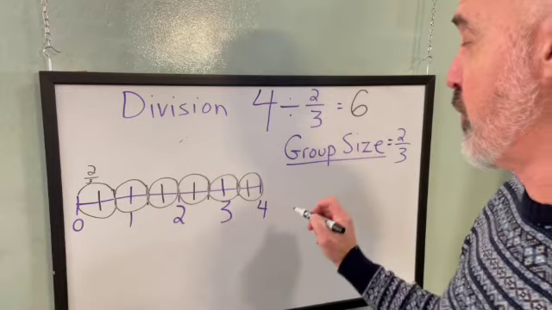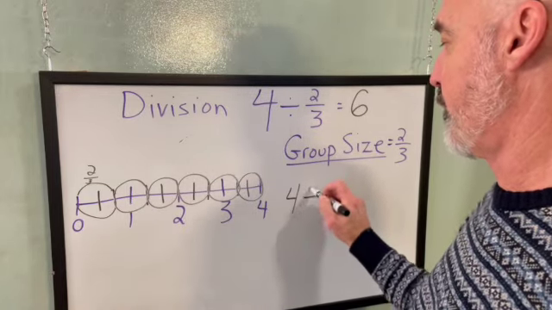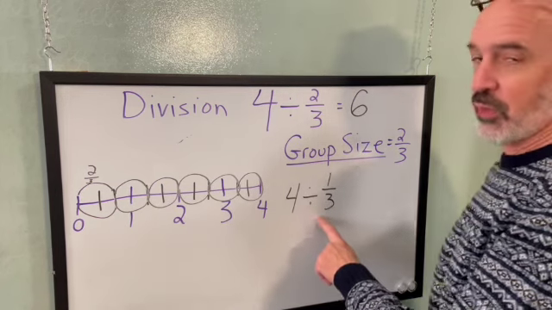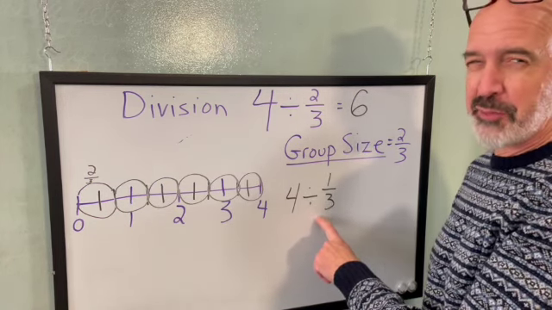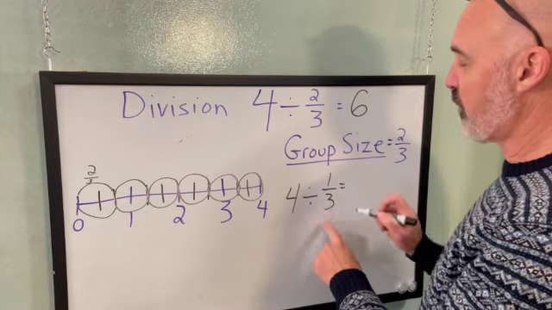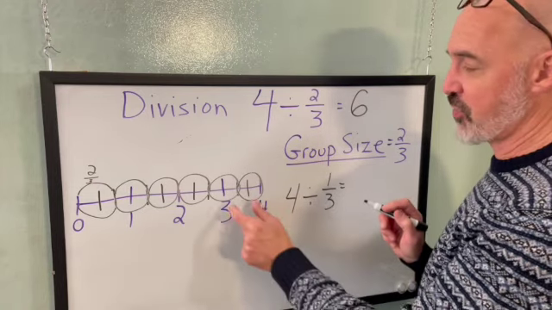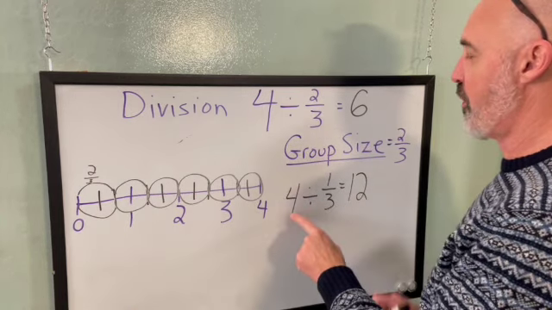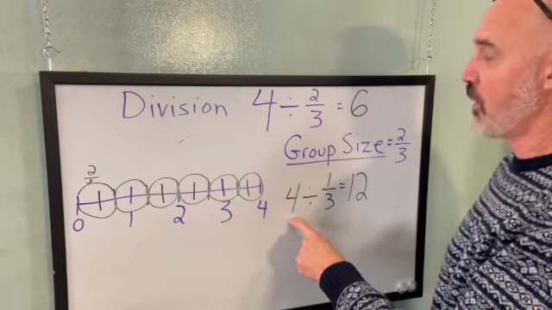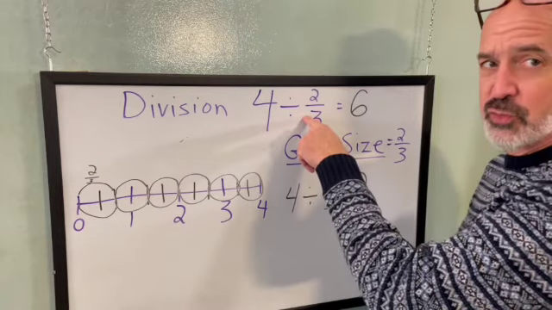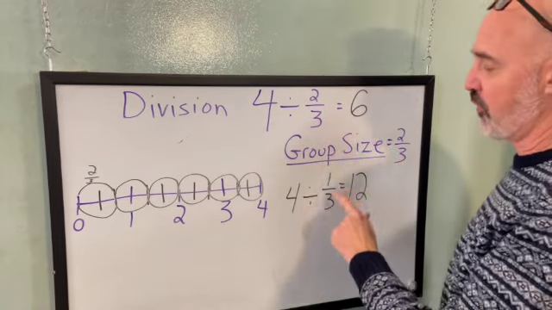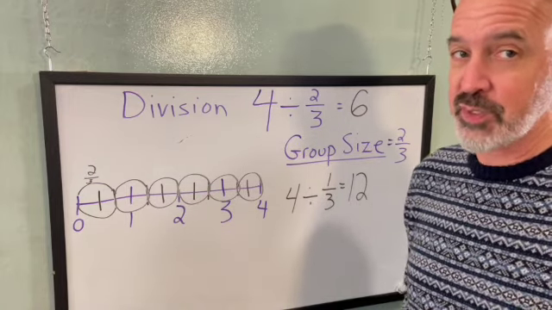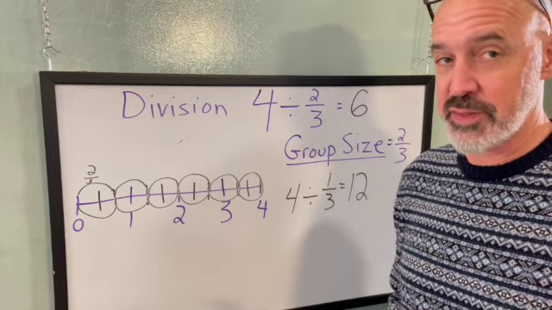Now, you should ask your child, what if I did 4 divided by 1/3? How many groups of 1/3 would there be? What was that pattern again? Oh, I remember. If I multiplied the denominator of 3, because it's thirds, by 4, there would be 12 one-thirds in 4. So now the answer, when using 2/3, became 6, whereas with 1/3 it was 12. Talk to your child a lot about that pattern, because that becomes really important to think about.